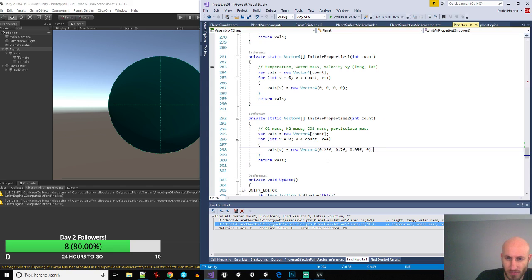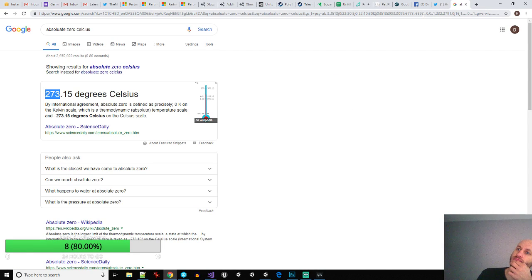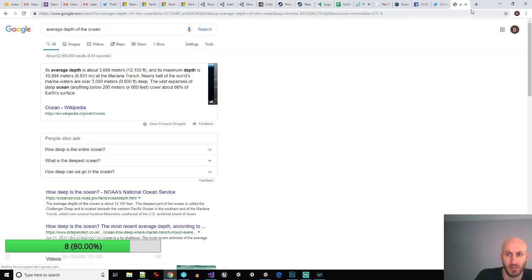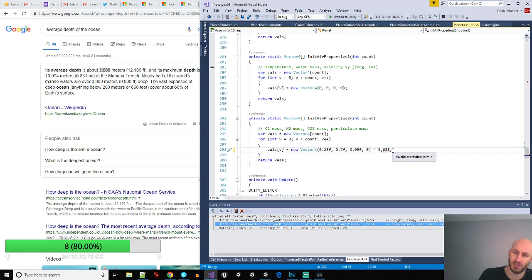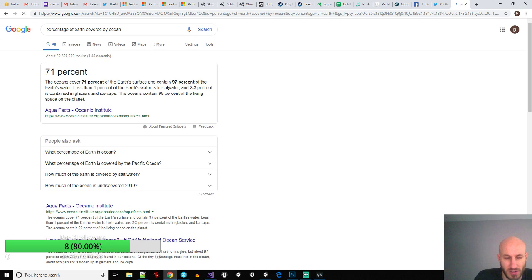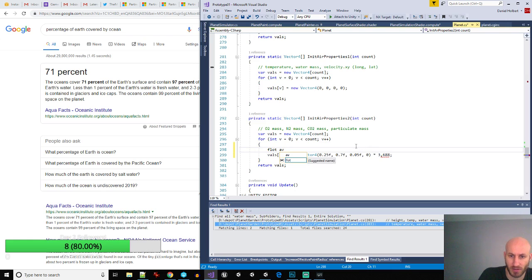Equals. So what I should do then is, if I want to give it defaults that are like Earth, I should multiply this stuff times, well, what's the average depth of the ocean? But then how much of the Earth is ocean? Okay, so it's 3,688. That's how many meters. And percentage of Earth covered by ocean is 71%. So I'm gonna write these calculations.